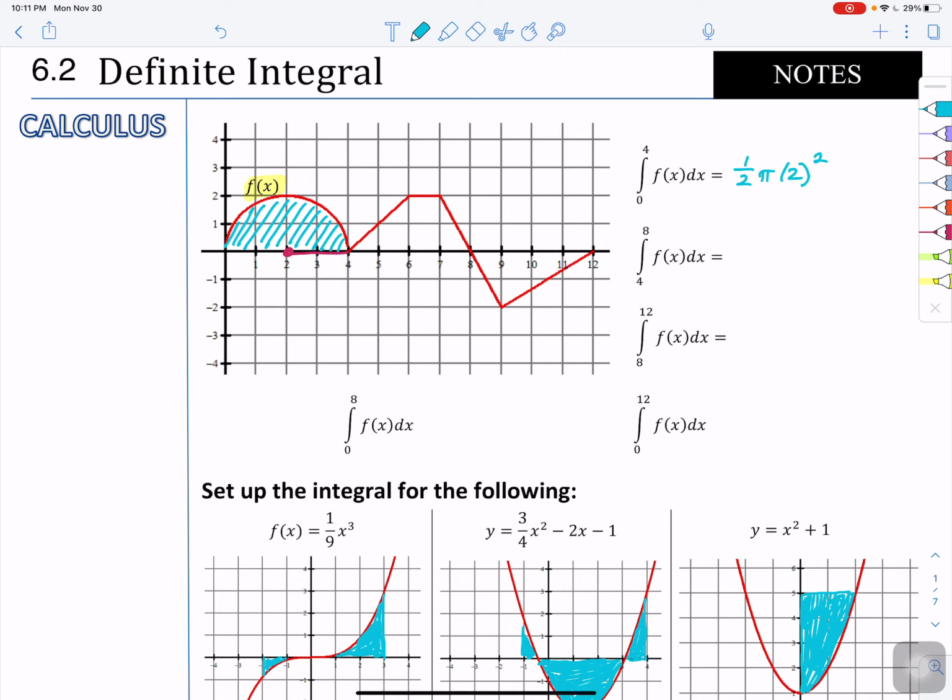Pi r squared is the area of a circle, of course. So we need 1/2 pi r squared. And that will be 1/2 of 4, which is 2. And then we still have our pi. Okay? How about the integral from 4 to 8?